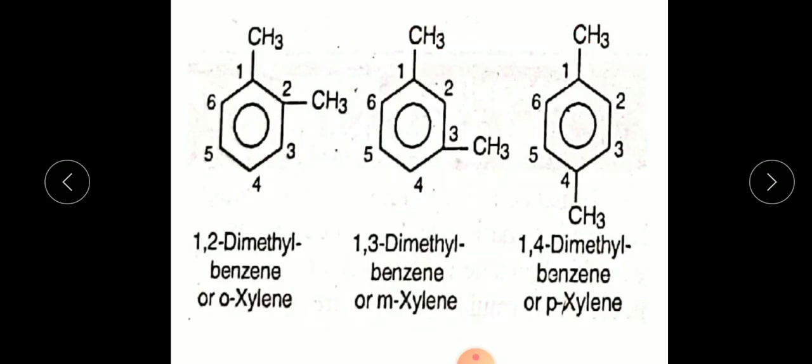Say for example, we have a benzene ring attached with CH3, CH3. You have to give the numbering from the side where the first substituent is attached. So this is 1, then 2, 3, 4, 5, 6. Now you can name this compound as, at 1 and 2 we have methyl groups, so 1,2, and since we have 2 methyls, dimethylbenzene, or we can also call it ortho-xylene. Similarly, this we can name 1,3-dimethylbenzene, or meta-xylene, because this is the meta position. And this compound we can call 1,4-dimethylbenzene, or para-xylene.